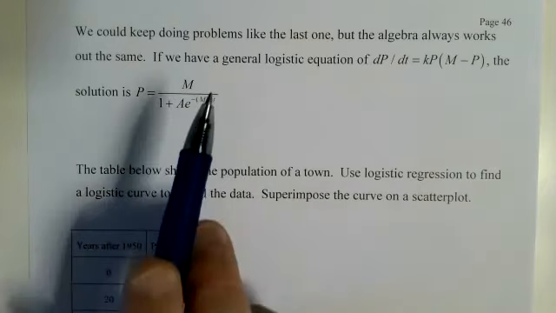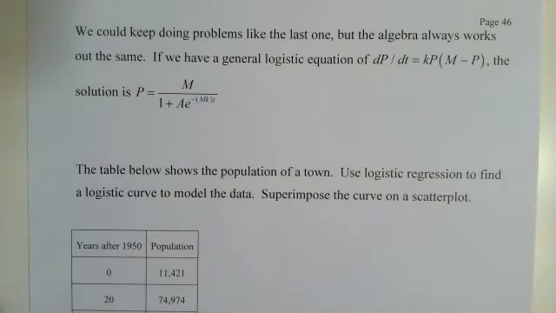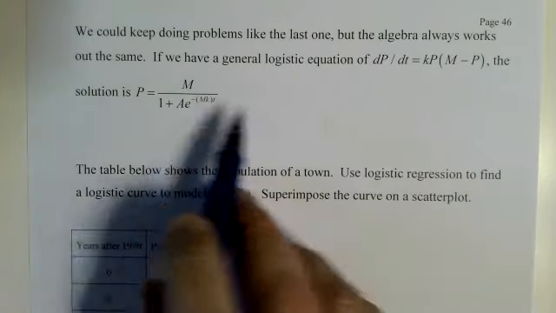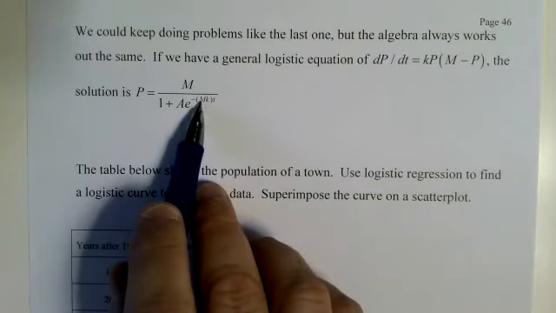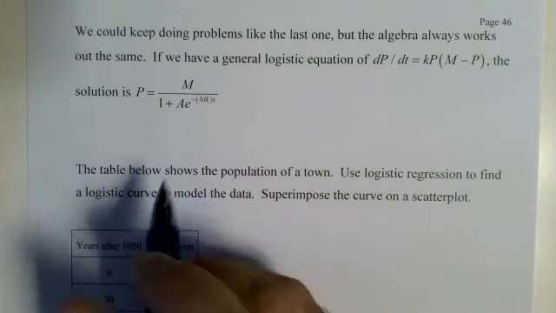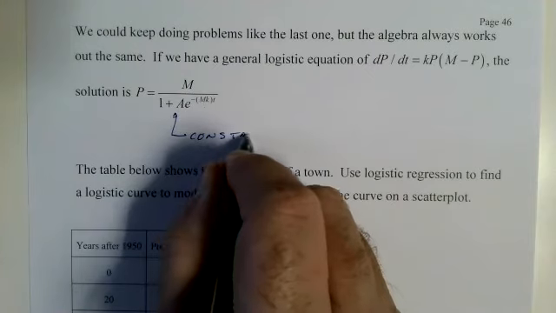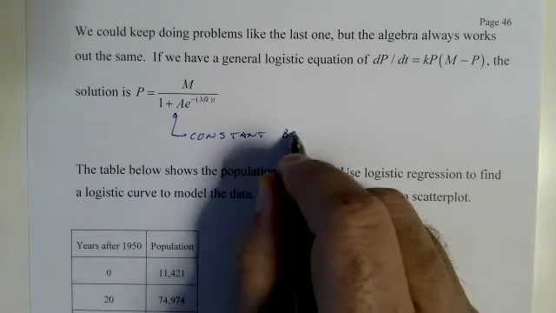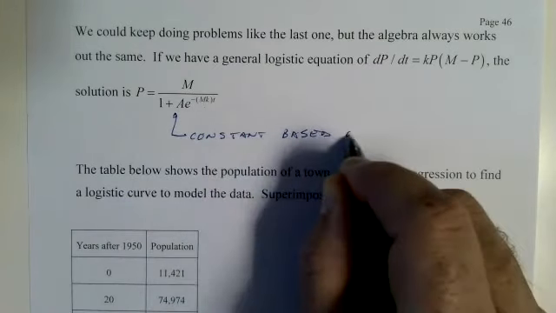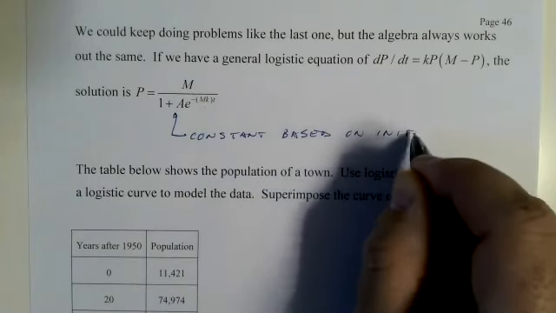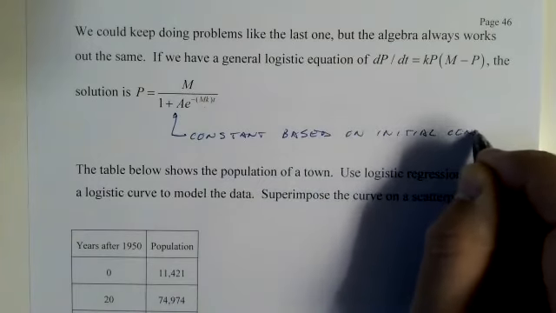M is your maximum population. K is some weird constant, which came down from the other one. M is still your maximum population. A is some constant based on initial conditions.